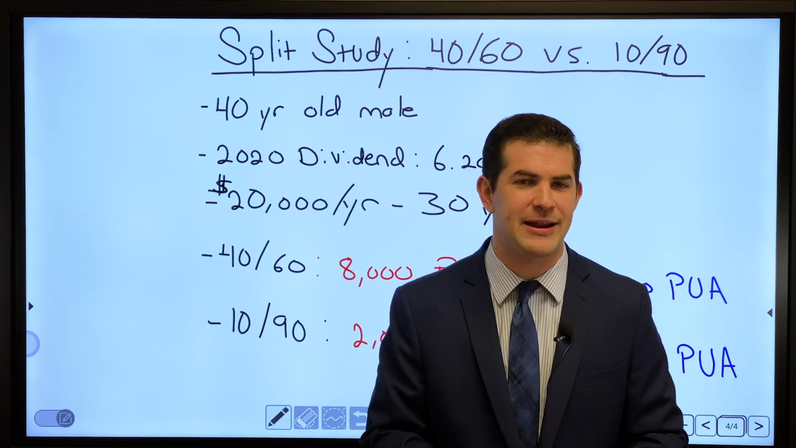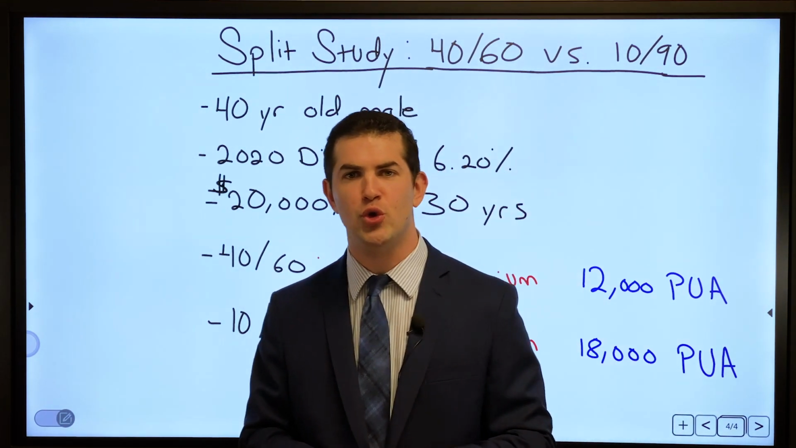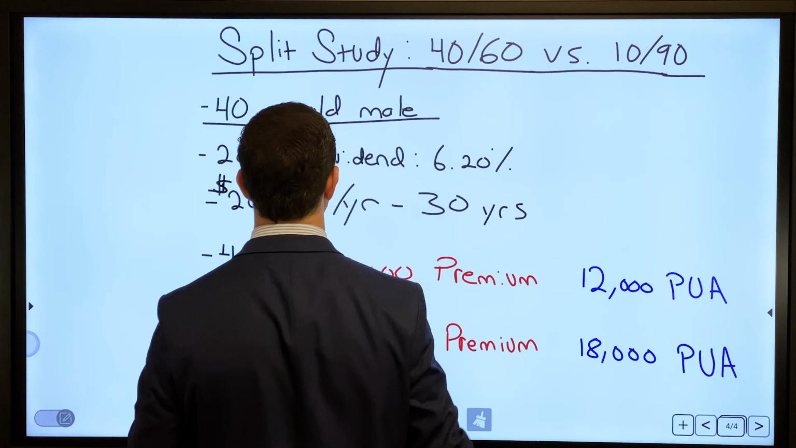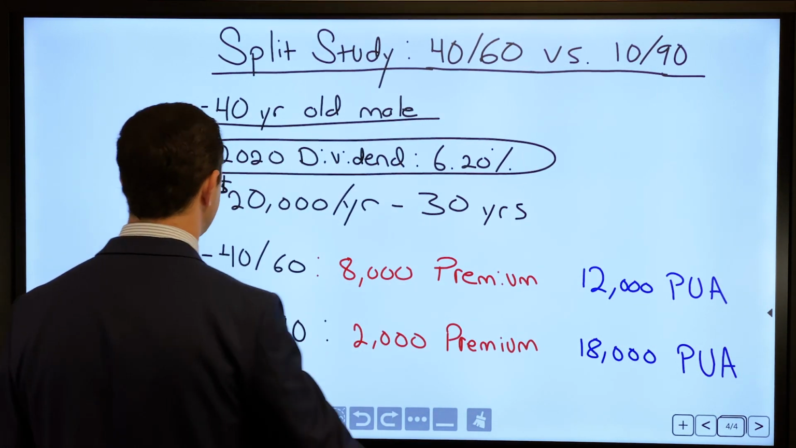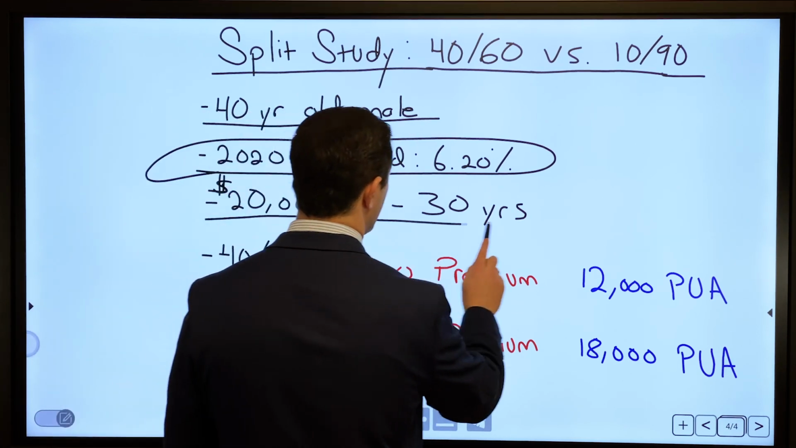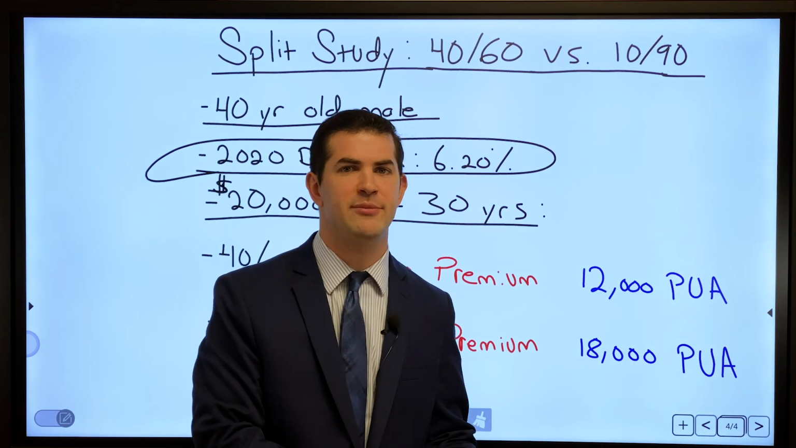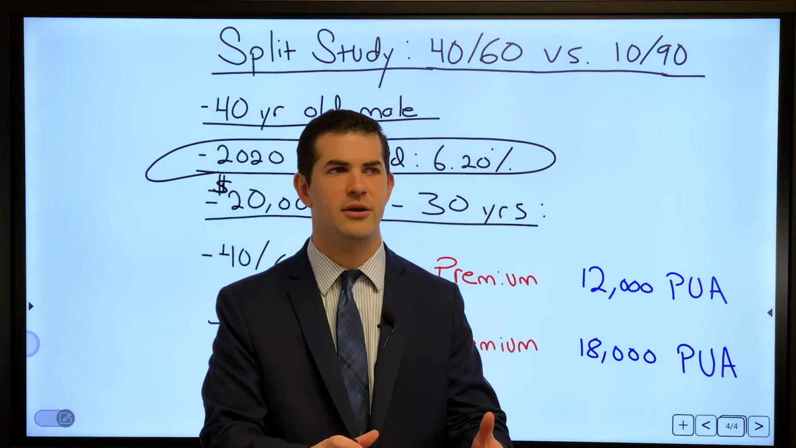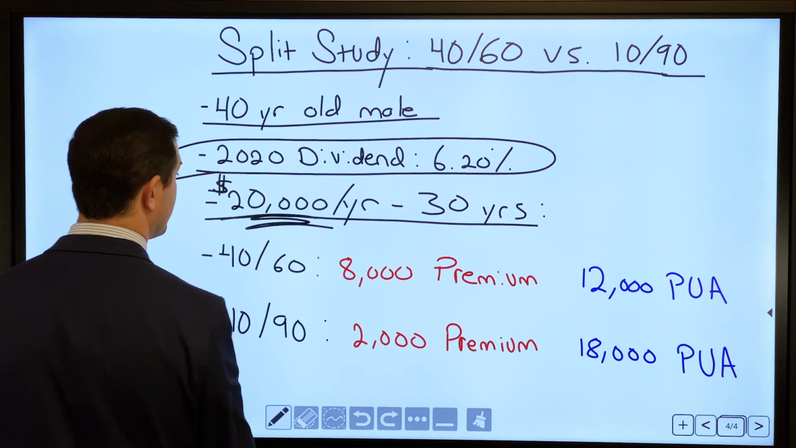Okay, we're going to take a look at our first split study and look at some actual numbers here. To lay the parameters for the case, we've got a 40-year-old male looking at an insurance company. Their 2020 dividend rate is 6.2%. We're going to fund the policy for 30 years. We could go longer if we want, but we went 30 years from a simplicity standpoint. Nice stopping point. So we've got $20,000 per year for 30 years.